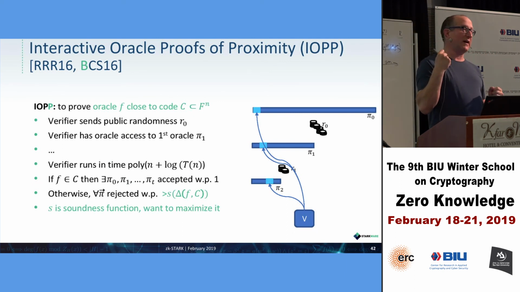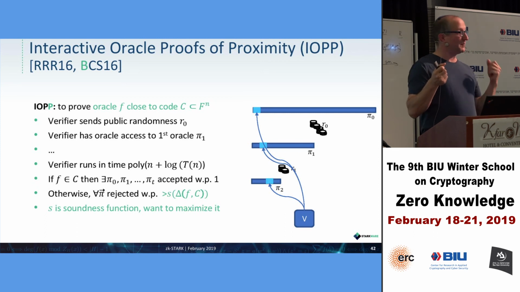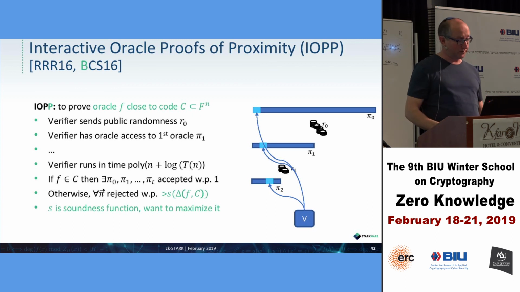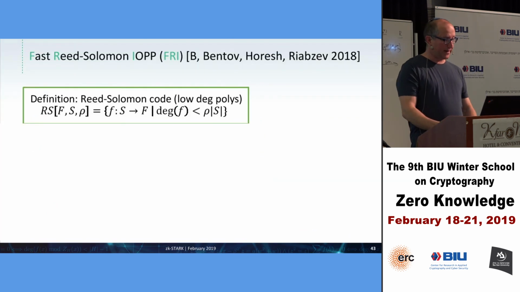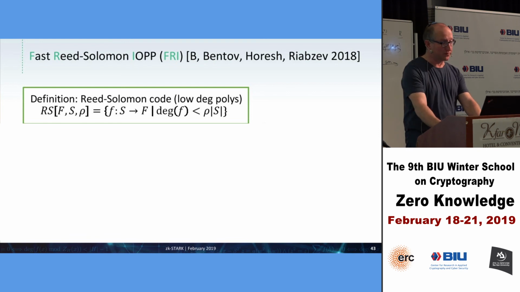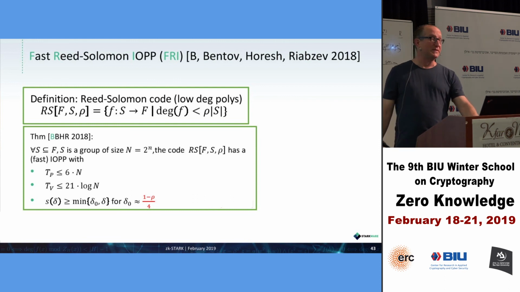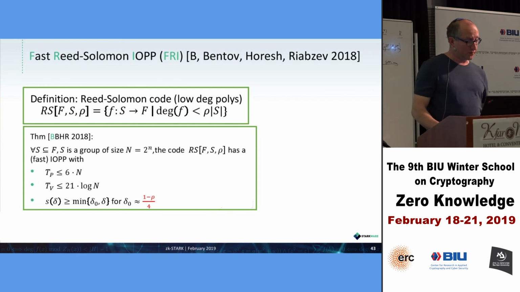The good case is that f is a low-degree polynomial, an evaluation of a low-degree polynomial, and the bad case is that it is far in Hamming distance from every evaluation of a low-degree polynomial. And for that, the code that often interests us is the Reed-Solomon code, comprised of evaluations of low-degree polynomials. And the very last talk I'll give will go into detail about the FRI protocol that is a specific IOP of proximity for this problem.